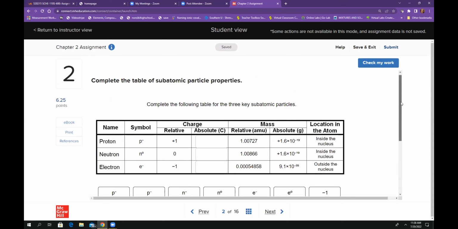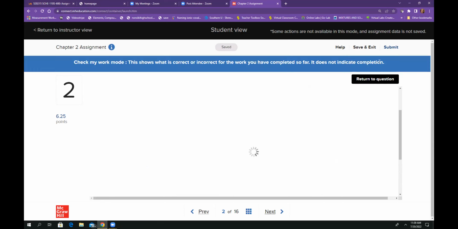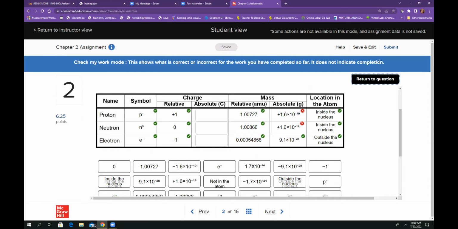Okay. I don't know what the absolute is. I don't know what they're talking about. So I'm going to check my work now. And of course, it's going to give me those wrong. No, these are still wrong. The heck? But that's correct. It's to the negative 19. Oh, maybe it's to negative 18.